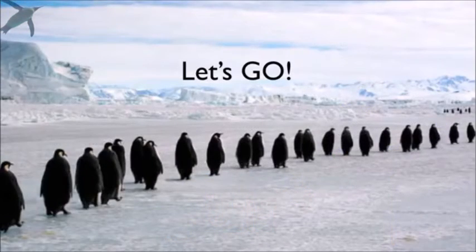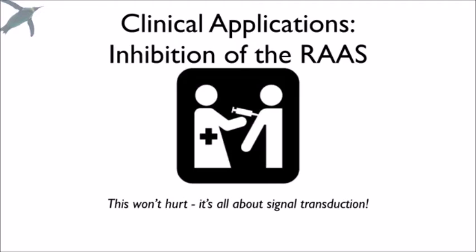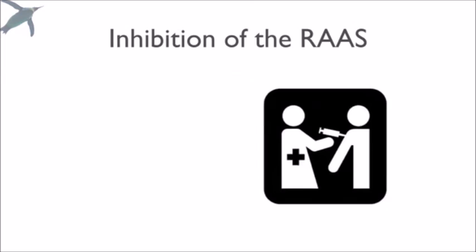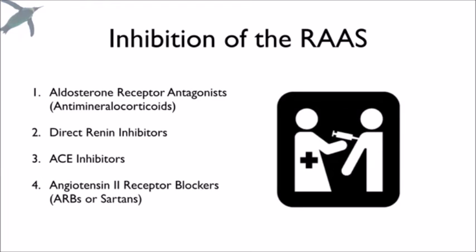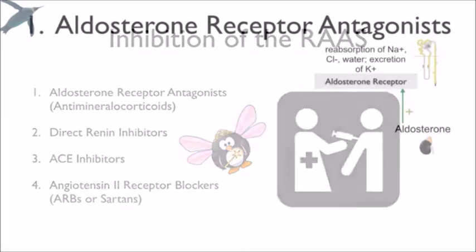The easiest way to get around this, and for the clinical applications to make a lot more sense, is to think of four major groups of drugs that we can use to inhibit this system: aldosterone receptor antagonists, direct renin inhibitors, ACE inhibitors, and ARBs or sartans. We're going to go through all of these, and you're going to see that the secret's in the name. If you understand the pathway, then these names will make sense, and then how the drugs work will also make sense.